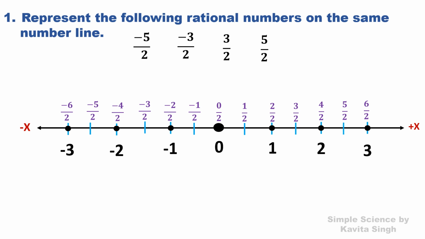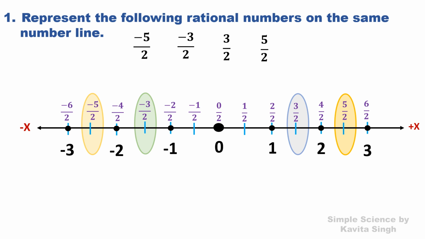What is the next step then? Now locate your number. Locate your rational number. Where is -5/2 on the number line? Yes, -5/2 is here on the number line. Where can you see -3/2 on the number line? Yes, it is here. Where is 3/2? Correct. And 5/2 is here.